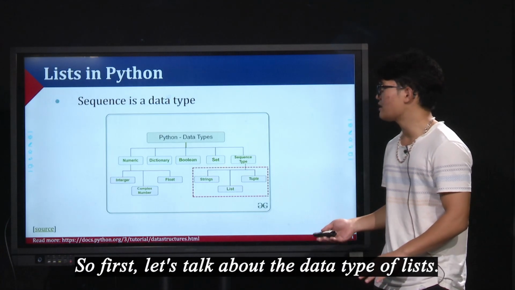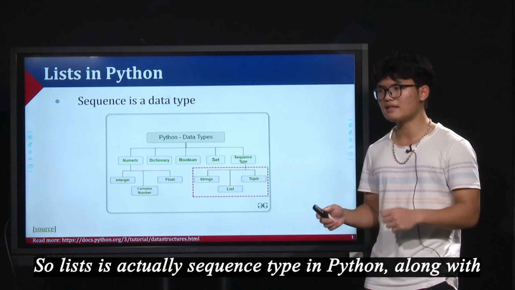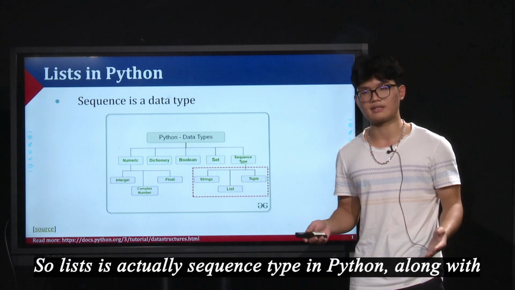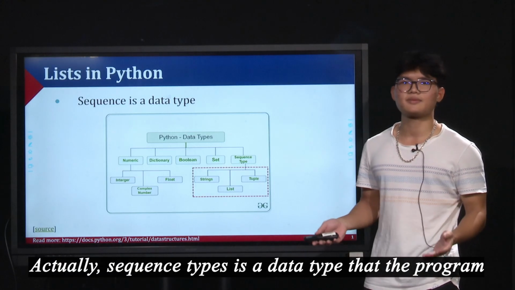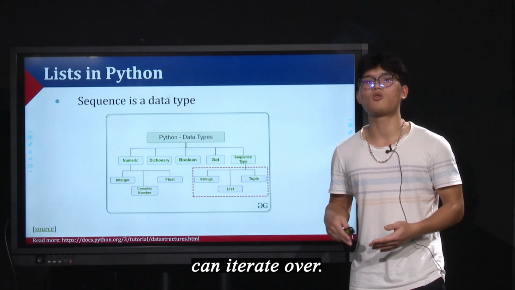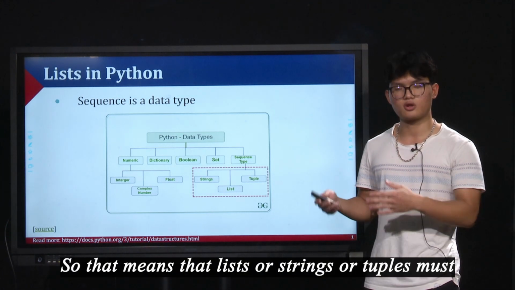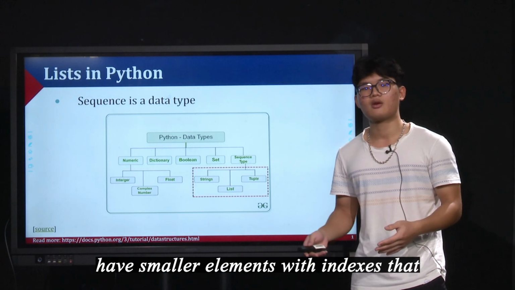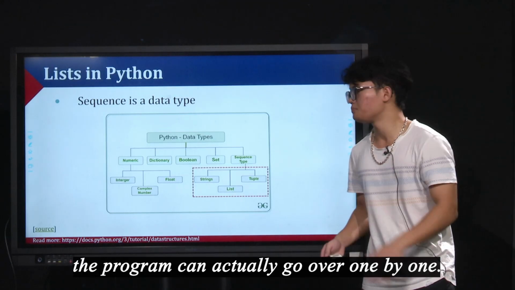So first, let's talk about the data type of list. A list is actually a sequence type in Python, along with strings and tuples. What are sequence types actually? A sequence type is a data type that the program can iterate over. So that means that lists, strings, or tuples must have smaller elements with indexes that the program can actually go over one by one.